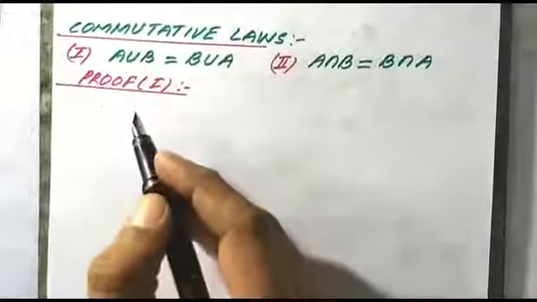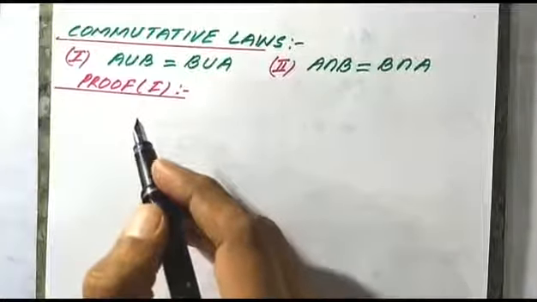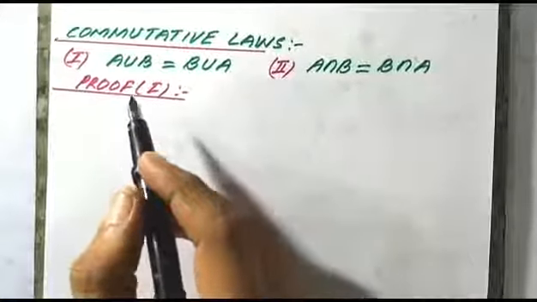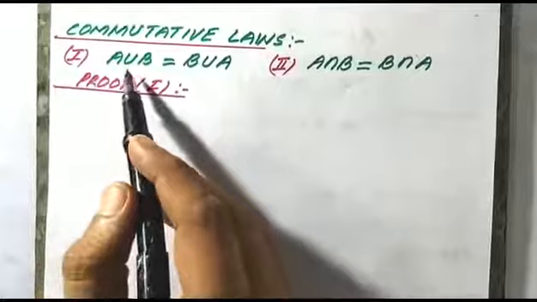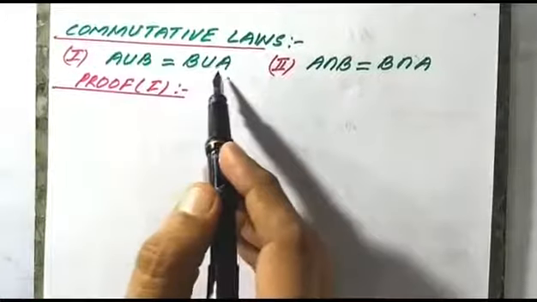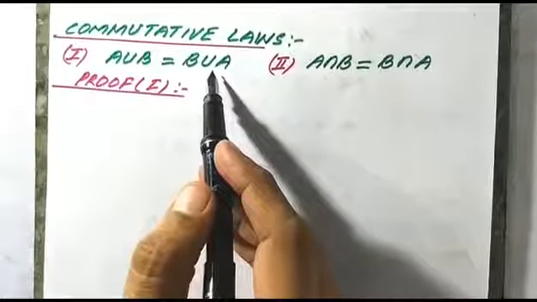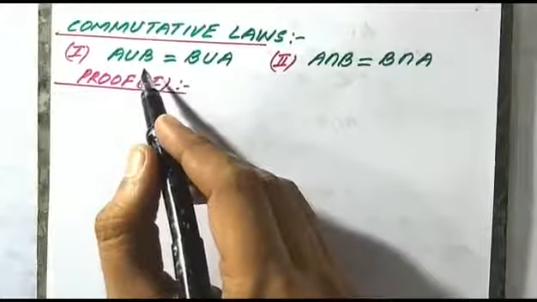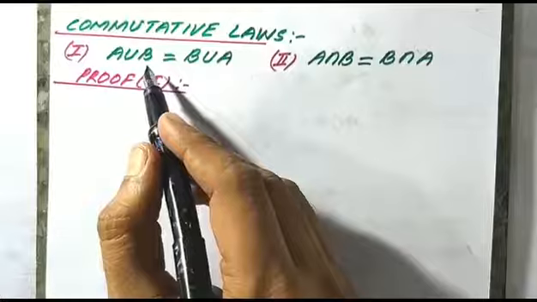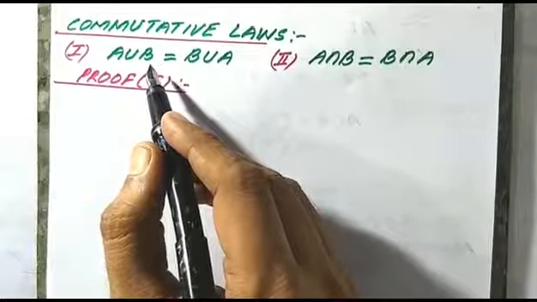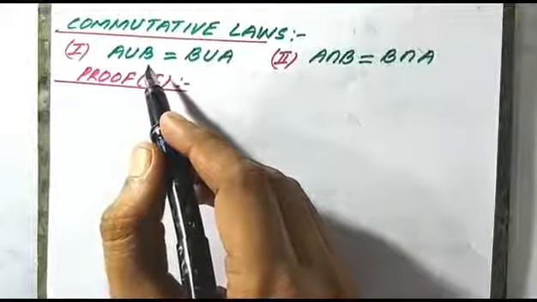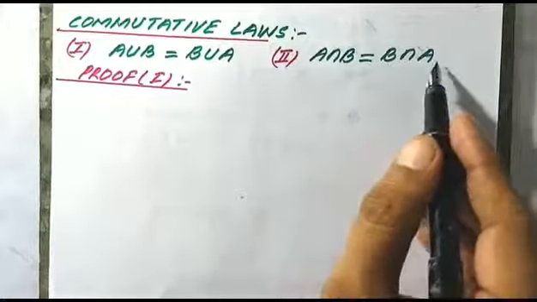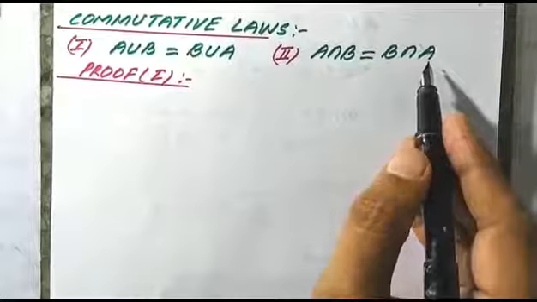Now we move on to the third laws of set theory, which are the commutative laws. The first commutative law is A union B is equal to B union A. That is, in the case of union of two sets, the sequence of the sets is not taken into account. And the second one is A intersection B is equal to B intersection A.